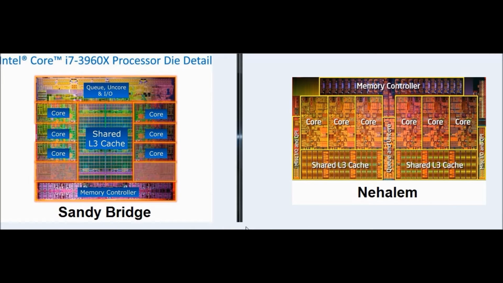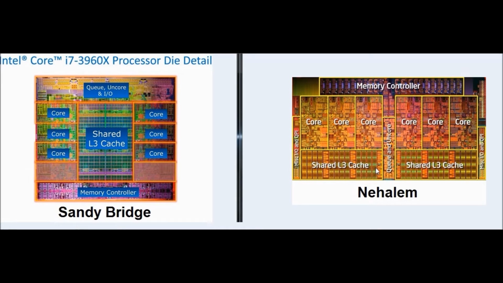For example, in the Sandy Bridge architecture, all the cores are situated around the cache. The cache is the short-term data storage area for the CPU, while in the Nehalem architecture, the cores are evenly distributed between the two caches, and there are many other details on how the two architectures process data differently.